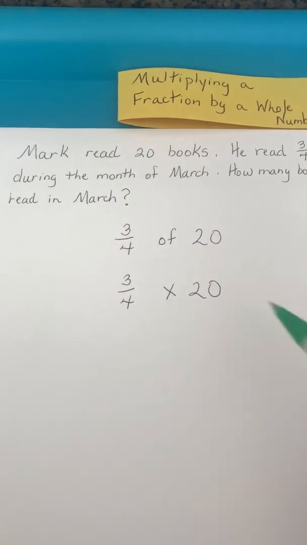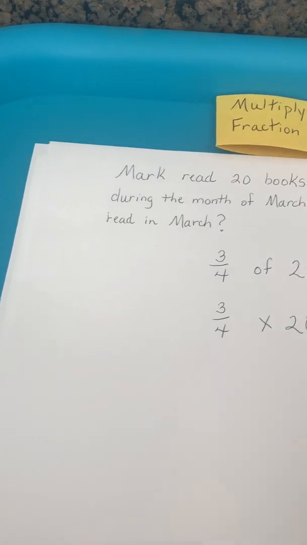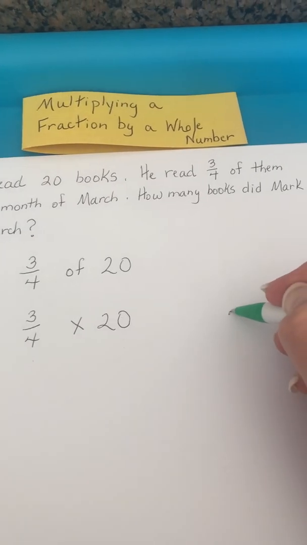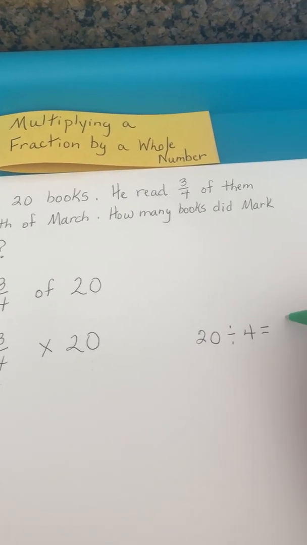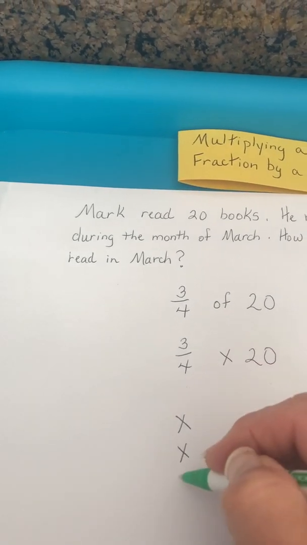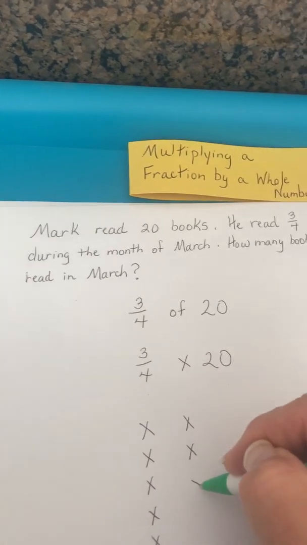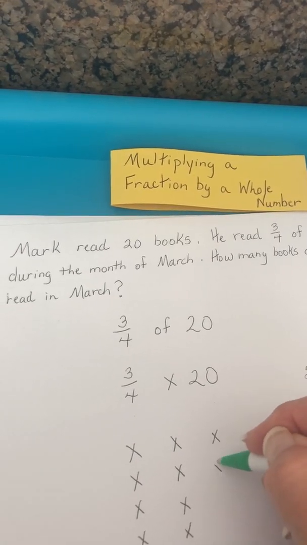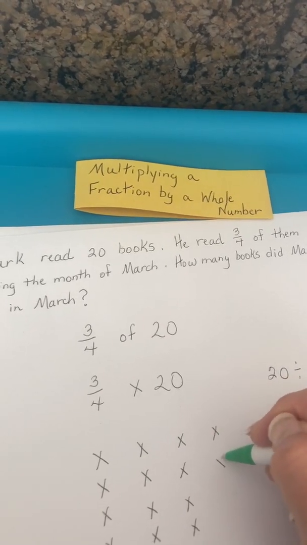So what we would do, once again, we have 20 books. Mark read 3/4 of them, so we're going to divide 20 into 4 equal parts. So let's use what we know. 20 divided by 4 would be 5. So there's 5 per group. 1, 2, 3, 4, 5. Putting 5 in each group. Using what we know from our division problem, I'm making 4 equal groups of 5.